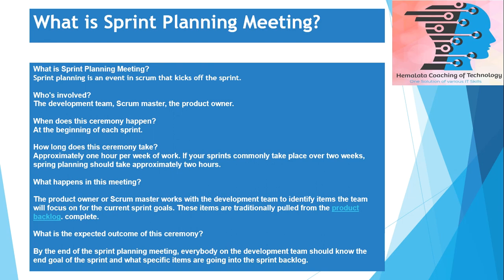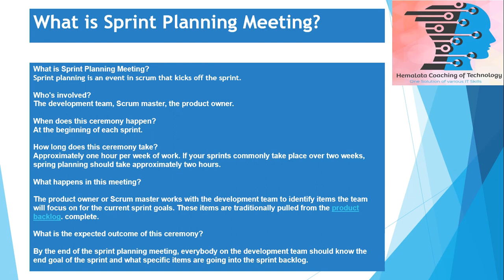So when does this ceremony happen? The ceremony happens at the beginning of each sprint. How long does it take? Approximately 1 hour per week of work. If you ask me, when we start this sprint planning meeting for the first time on a new project, it will take approximately 1 to 2 hours, because once our scrum team has been onboarded and we discuss the product backlog, it takes some time. Going forward, it will take almost 1 hour for your sprint planning.